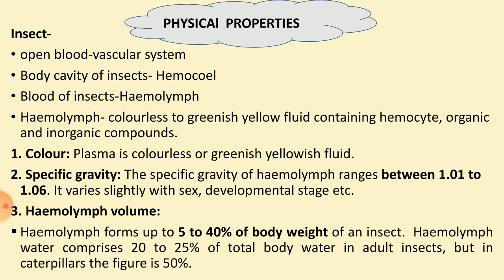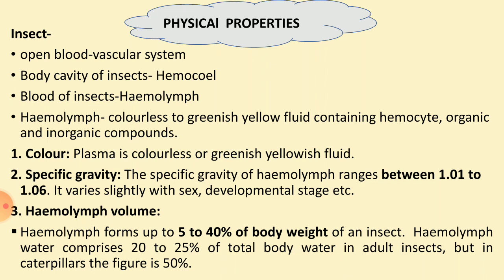There are many physical properties of the plasma. Let's study them one by one. The first is color. Plasma is a colorless or greenish yellowish fluid. If you see any insect, their blood is colorless or greenish to yellowish fluid.